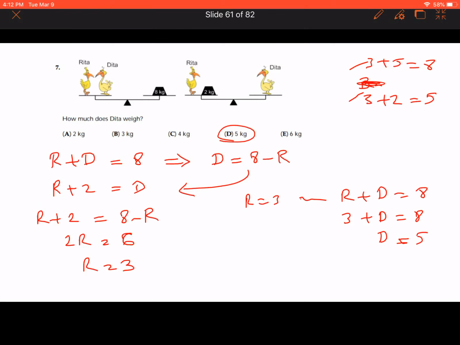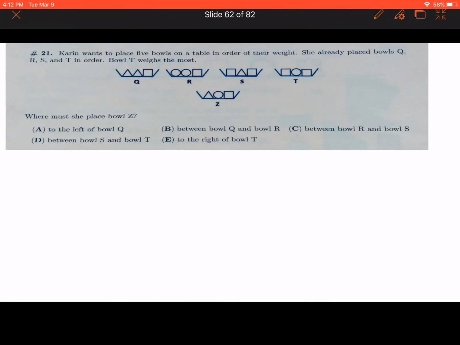Okay, then the next question is, Karin wants to place 5 bowls on a table in the order of their weight. She already placed the bowls Q, R, S, T in order. Bowl T weighs the most. So this is the heavier one. And where must she place the bowl Z?